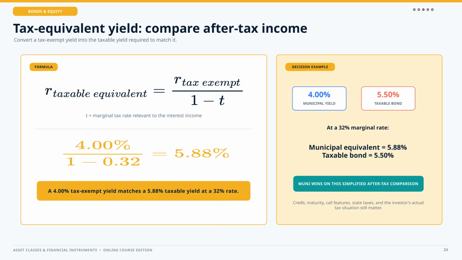To compare a tax-exempt municipal bond with a taxable bond, divide the tax-exempt yield by 1 minus the investor's relevant marginal tax rate. A 4% municipal yield divided by 1 minus 32% equals approximately 5.88%. In this simplified example, a taxable bond yielding 5.5% would provide less after-tax income than the 4% municipal bond.